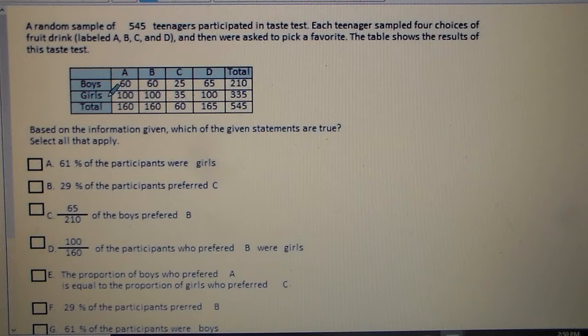Same story for here with the girls. 100 girls chose A. 100 girls also chose B. 35 girls chose C. And 100 girls chose D as their favorite.